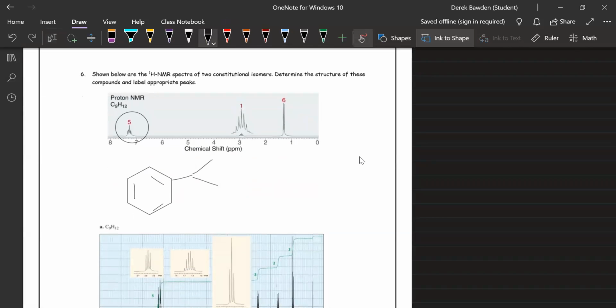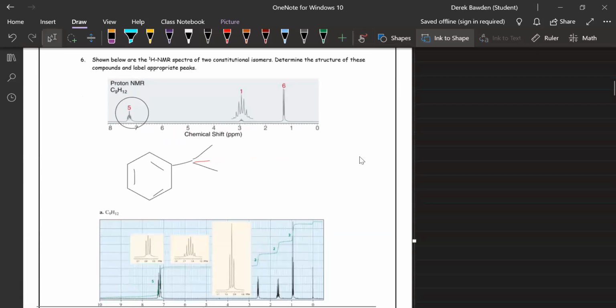So let's look at that. 1 hydrogen with lots of neighbors, 6 hydrogens with 1 neighbor. So that is fulfilled. Perfect. So that's our first molecule. Everybody understood how I got that? Yes. Yep.